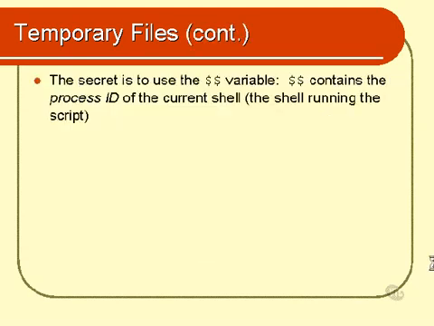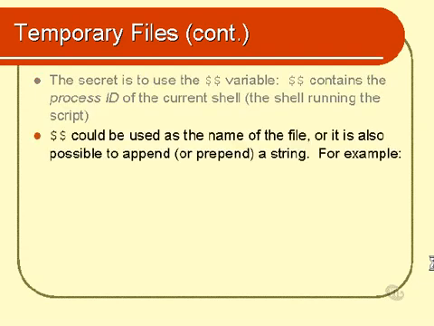Alright, let's have a look at the answer. The secret is to use the $$ variable. And $$ is another one of those clever little variables that we've got at our disposal, like $? and $# and $* and so forth. This contains the process ID of the current shell, which in fact in this case would be the shell that's running the script. So if you think about it, that completely solves the problem, because you can use $$ as the name of the temporary file, or at least part of the name of the temporary file.